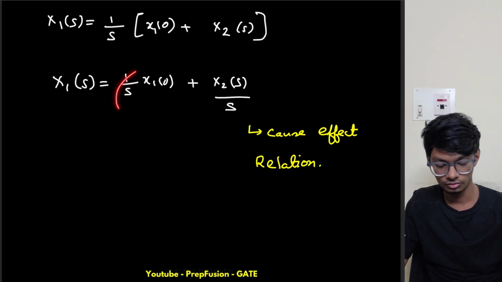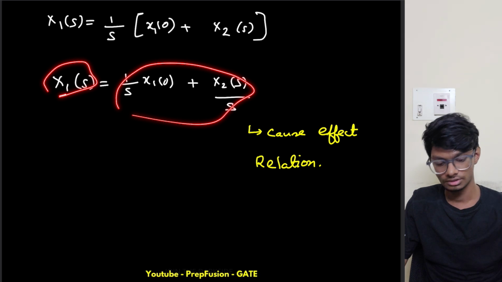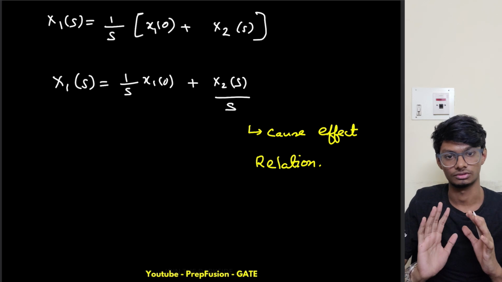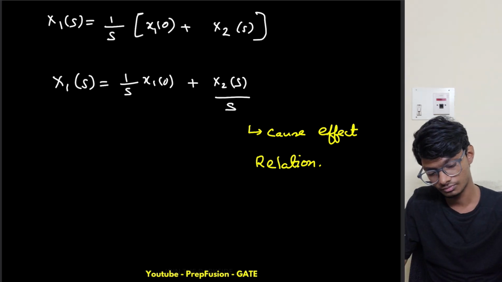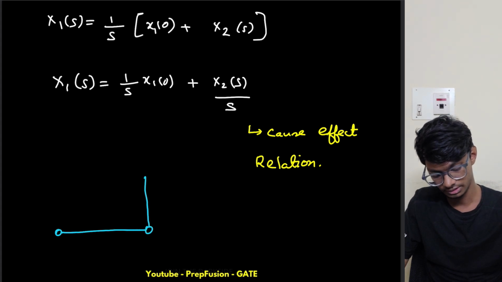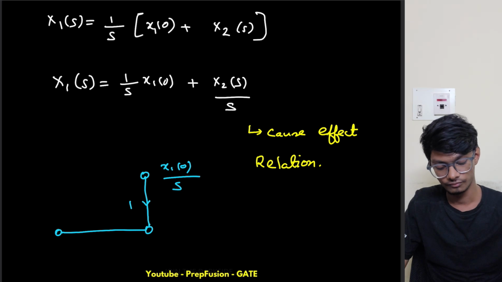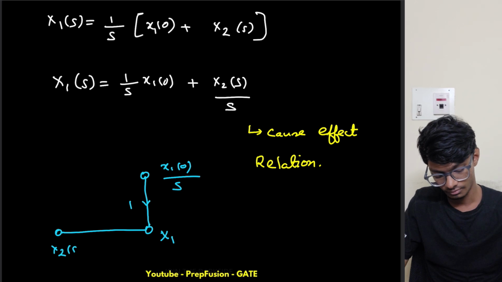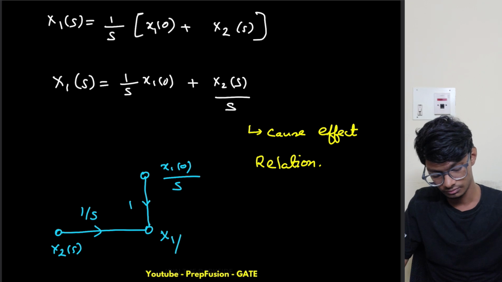Okay, due to these two things we are getting this effect, right? So how will I draw the SFG for this equation only? What do I have? I have two variables, like this. One is x1 of 0, which is divided by s, and here let's say we have a gain of 1, which is added with x2 of s, whose gain is 1 over s, and we divide it by s, and we get x1 of s.